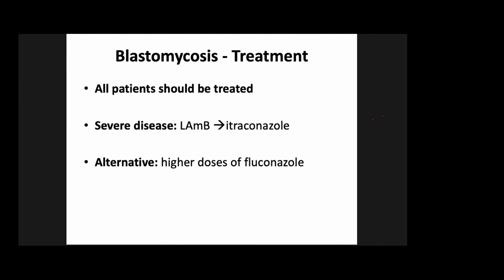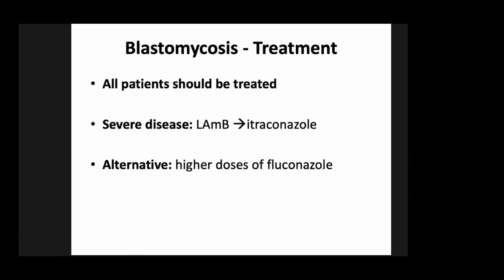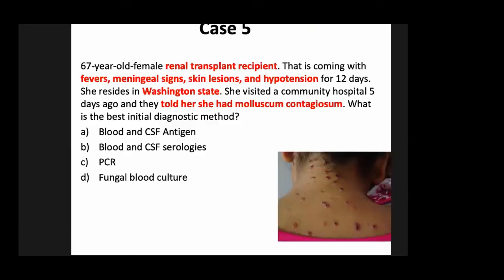In severe disease, you may start with amphotericin B and then transition to itraconazole. The alternative is higher doses of fluconazole. So for those who answered fluconazole, you were partially right. However, we rarely use this in real practice.